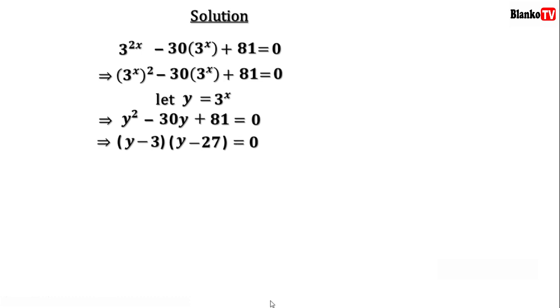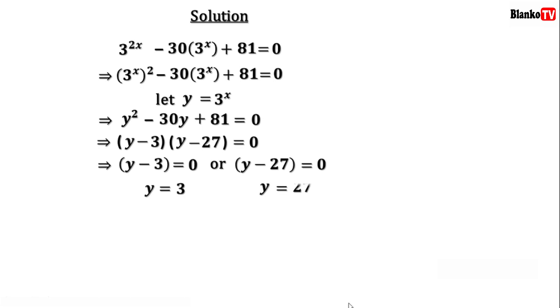So we equate it to what? 0. Okay, so what we do is we equate y minus 3 to 0 and solve for y, and then we equate y minus 27 to 0 and solve for y. So we have y minus 3 equals 0, so y is equal to 3. Or y minus 27 is equal to 0, so y is equal to 27. I hope you are following the steps.